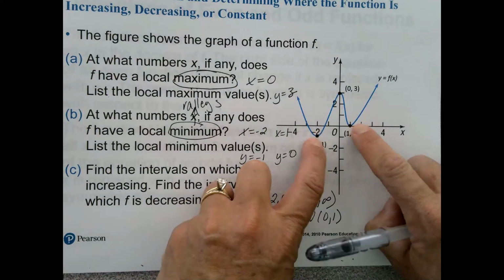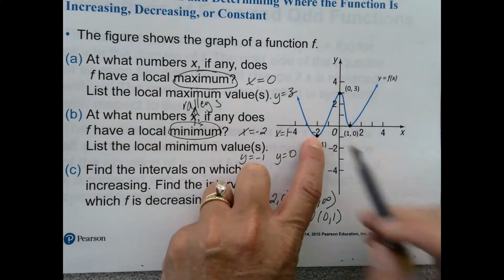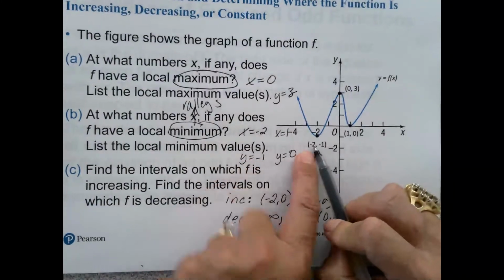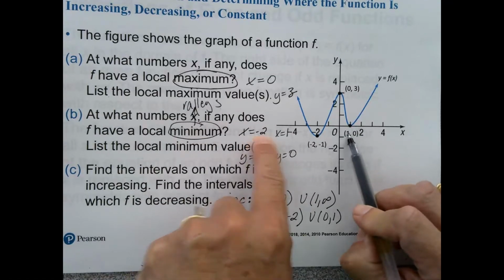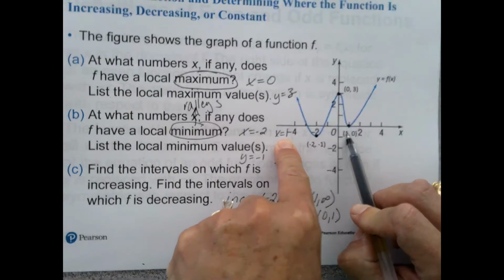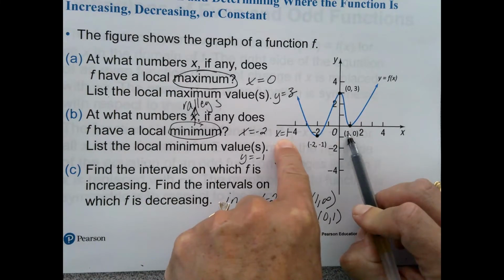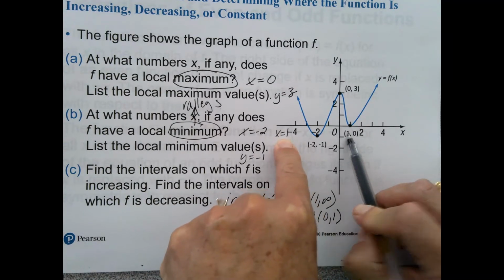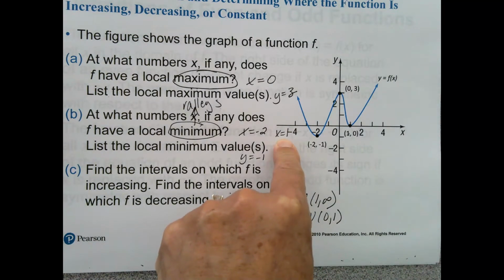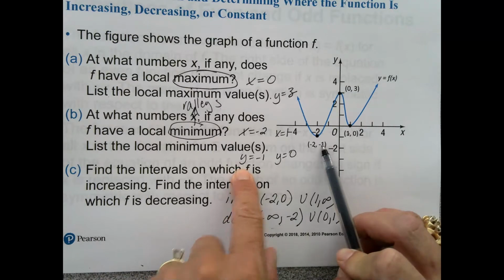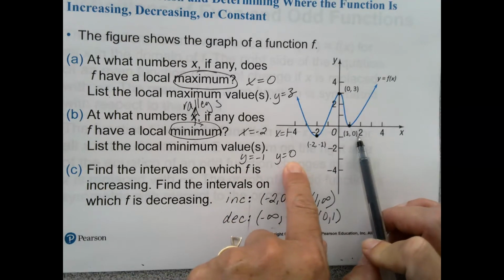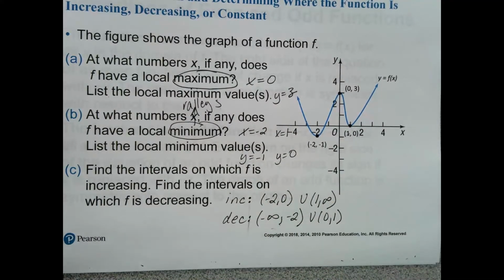So I see those two right here. The x value associated with this point is the negative 2. The x value associated with this point is a 1. It's kind of hard to read on the slide where I wrote it, but that's an x equals 1. Then we list the minimum values, which are the y's associated with those. So y is negative 1, and then y is 0. Is that better? Good.